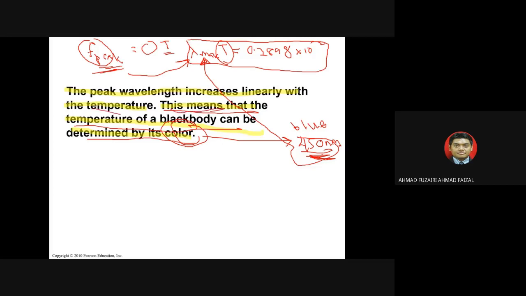So that is what is meant here. This means that the temperature of a black body can be determined by its color. So for blue, it is 450 nanometer.